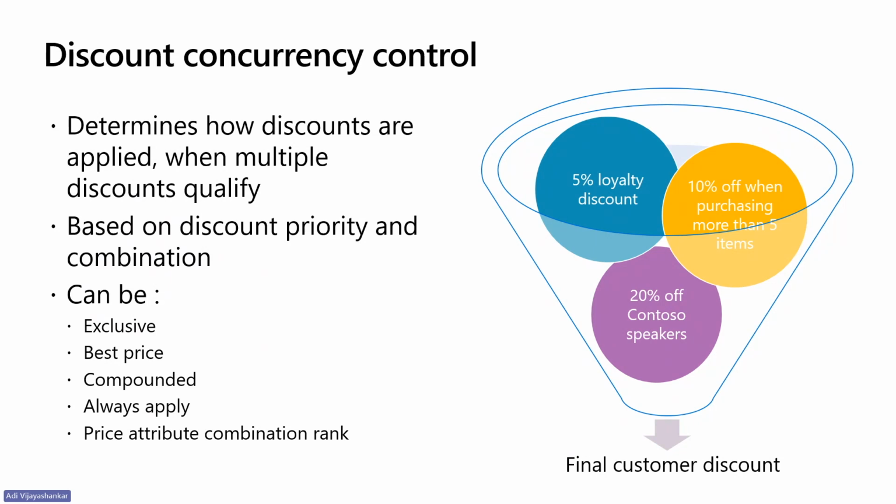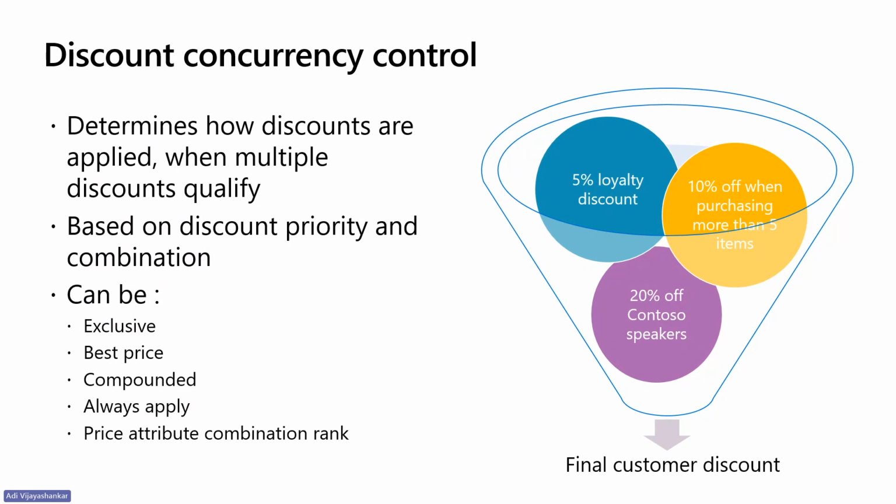Best price discounts will consider multiple discounts and ensure that the best price for the customer is applied. Compounded discounts allow for multiple discounts to be combined, and you can also define how the compounding applies. Is it based on the original price or the already compounded amount?